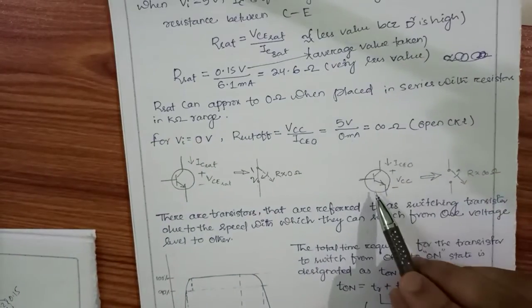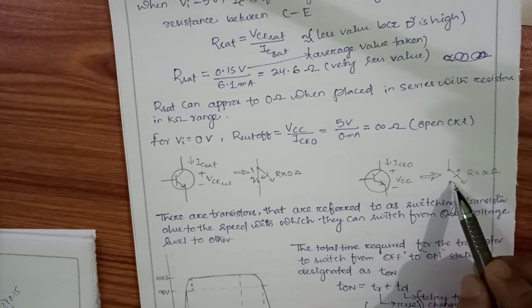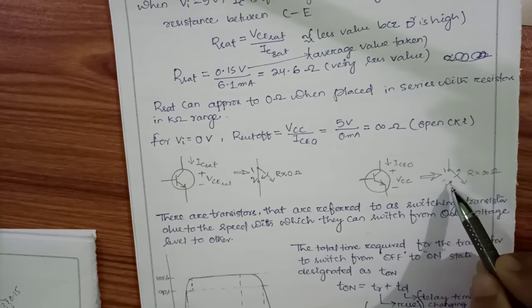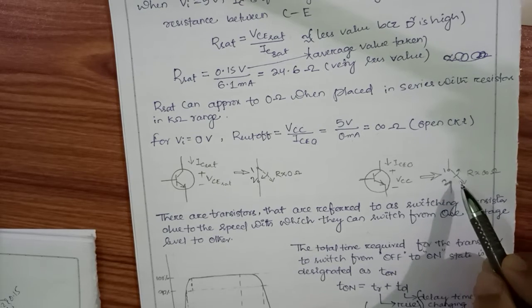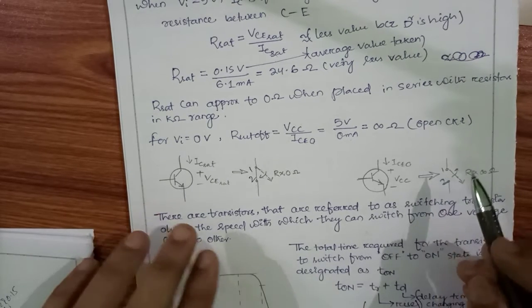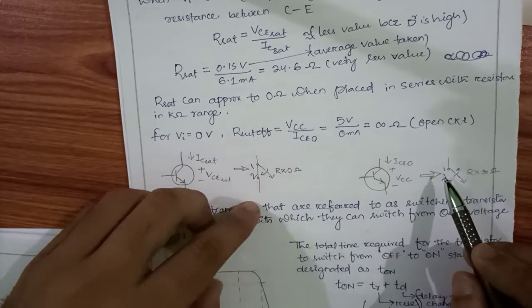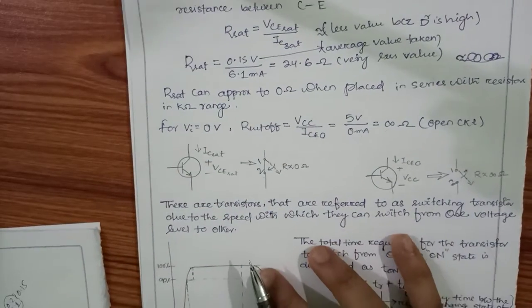That's why this BJT can be replaced by this circuit. This one, this is 2, this is open. You see the arrow mark showing that this line is open. Okay, so for cut off this line is open, and for the saturation region this line is short. So this is the representation.